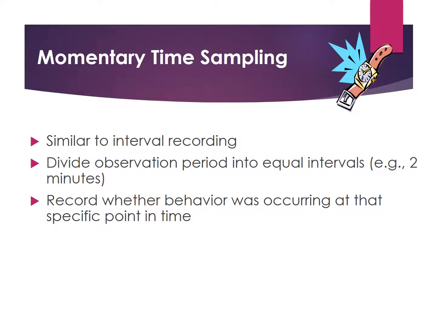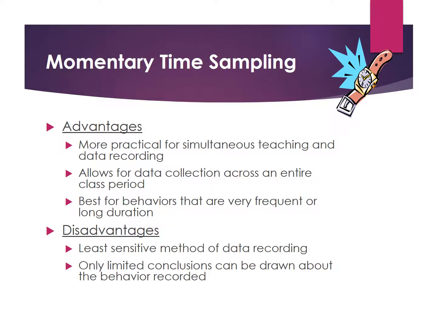The next recording system is called momentary time sampling. Momentary time sampling is very similar to interval recording, where you divide the observation into equal intervals, such as every 2 minutes, and you record whether the behavior occurs at a specific point in time. Oftentimes, momentary time sampling is used with a timing or beeping system. When the beep goes off, you momentarily, for a split second, look at the student and see if the student is engaged or not engaged in a particular behavior.